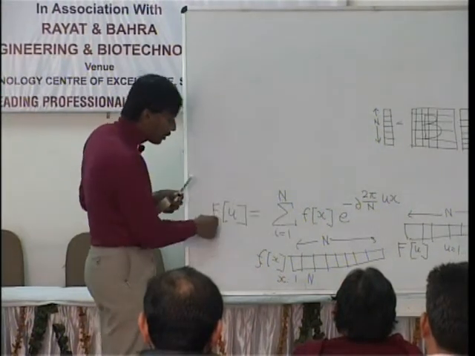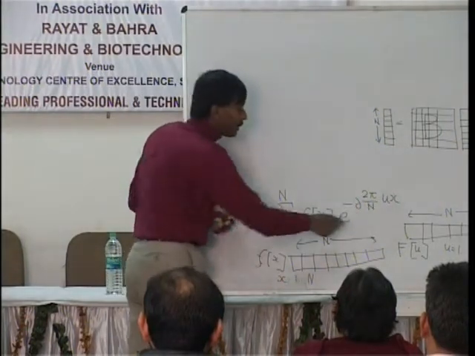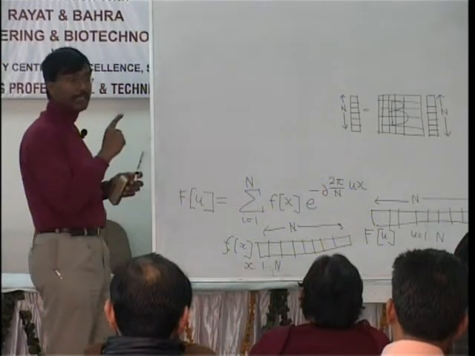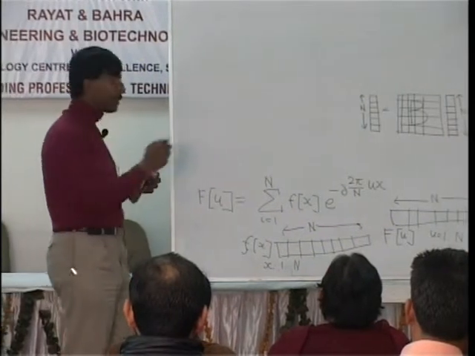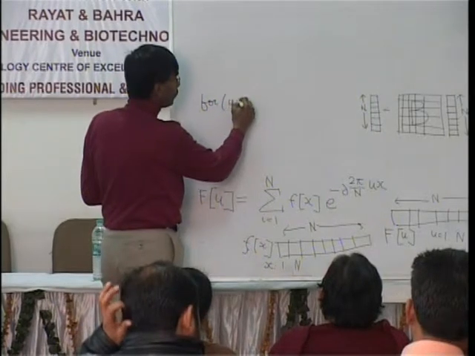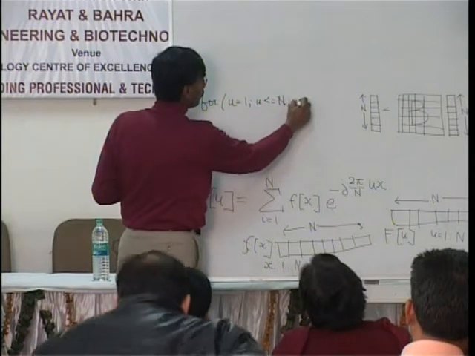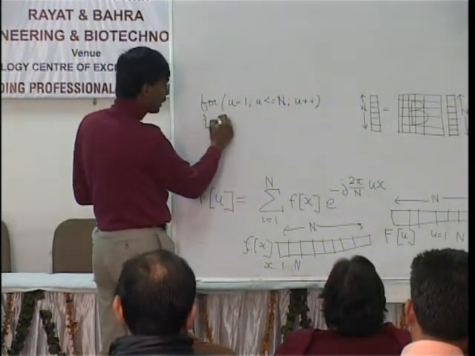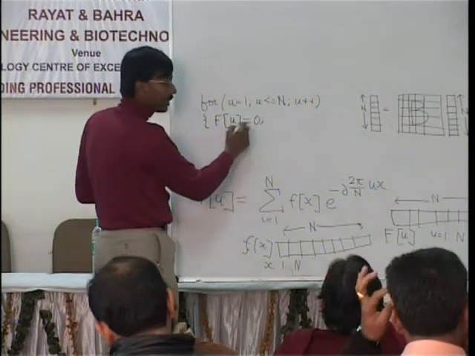How do I compute the Fourier transform? I'm given this signal. How would I compute it? How many loops would I need if I were to write this in a programming language like C? I need 2 loops. An outer loop would be for u equal to 1, u less than or equal to n, u plus plus. And of course I'd initialize f of u to 0.